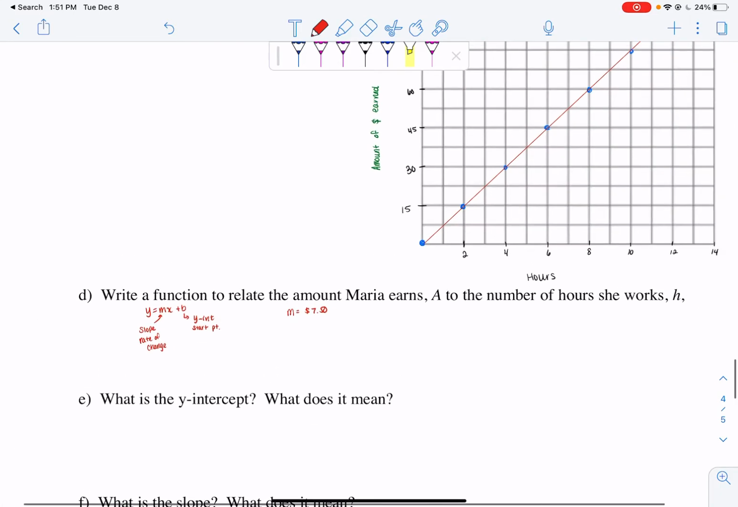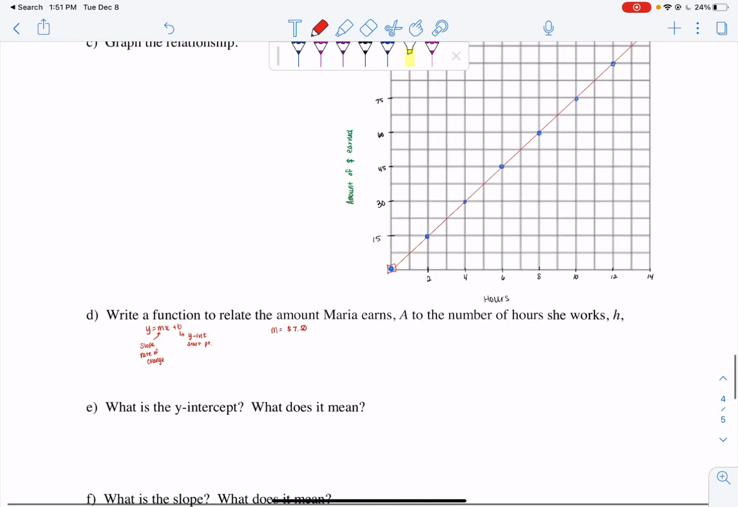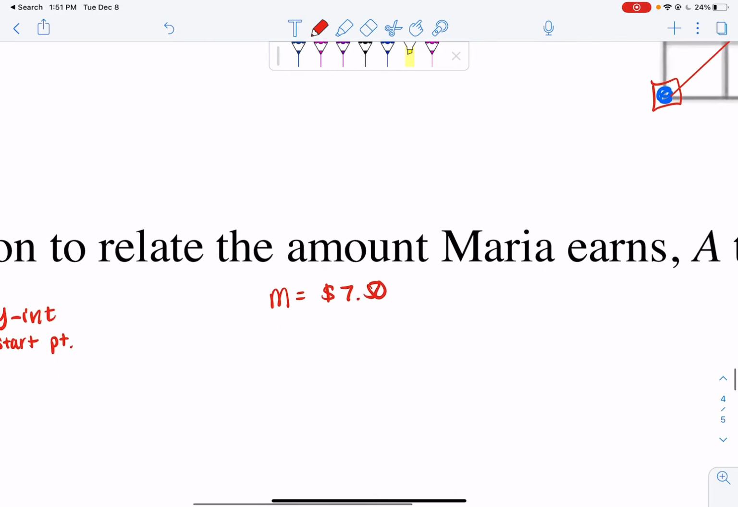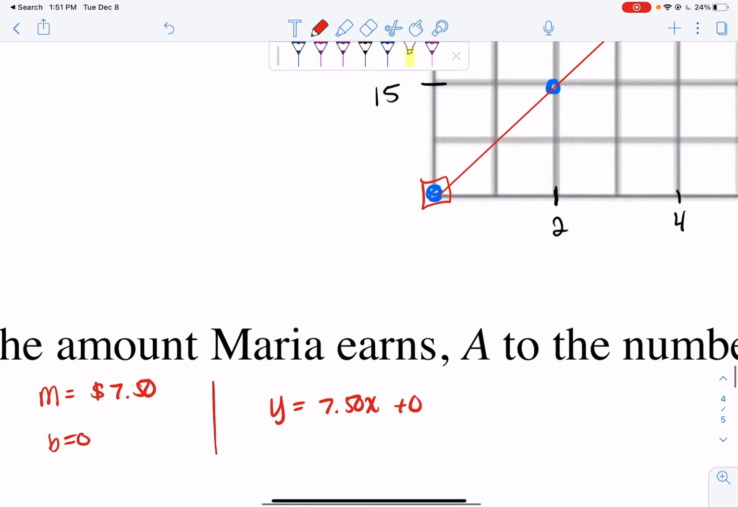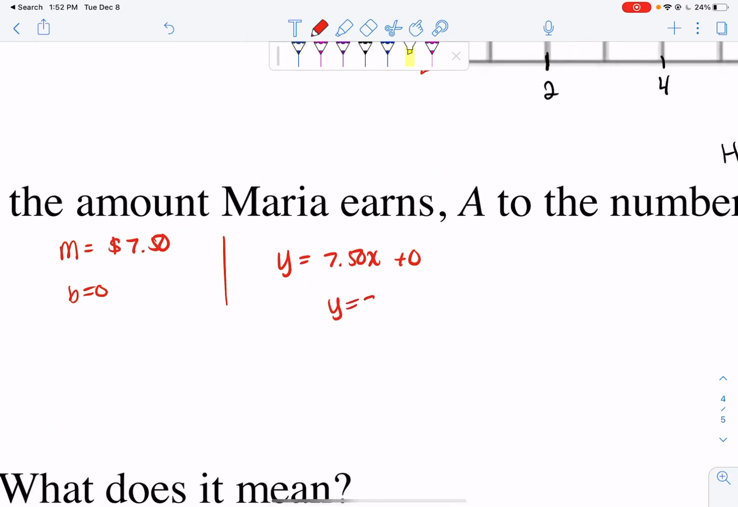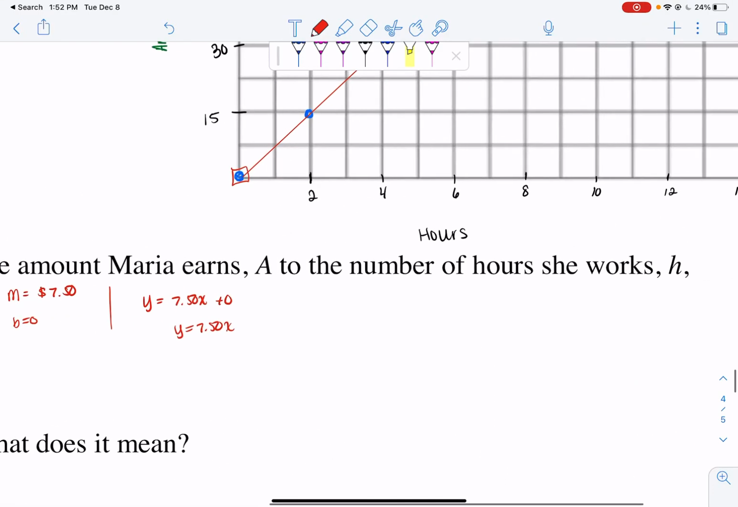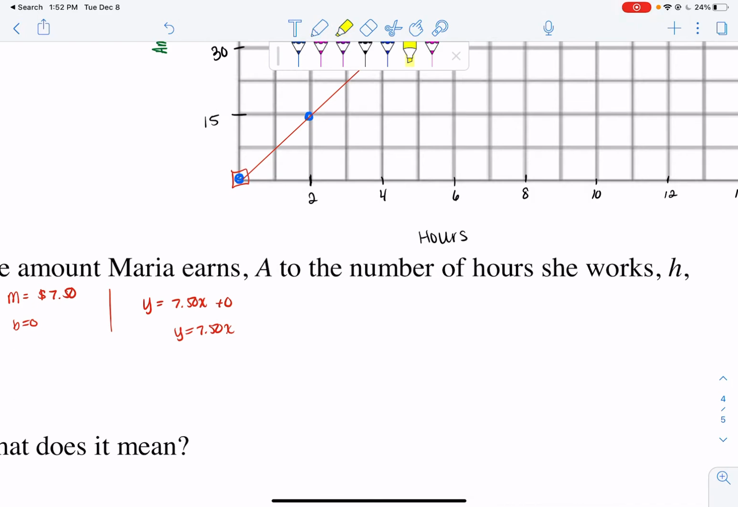And my y-intercept is 0, because if she's not working any amount of time, then she's not making any money. So when I write my equation, I can say y equals 7.50x plus 0, or I can just write y equals 7.50x. No need to put the plus 0. But here's the issue. I want it to be written in the form A to the number of hours she worked, H. Remember, H is time. This is your X value, which means by default, A has to be your Y value.